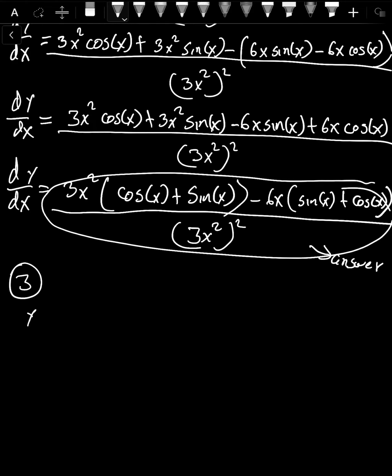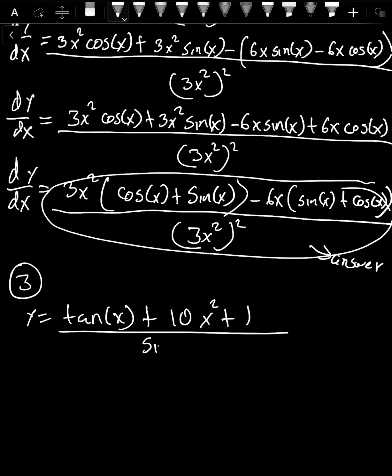Let's do one more example, number 3. Right. Let's do this one. y is equal to tangent x plus 10x squared plus 1, all over sine of x. Right. Same thing we've been doing. Start with the u term. This is our v term, right? Let's get the derivatives on the side.